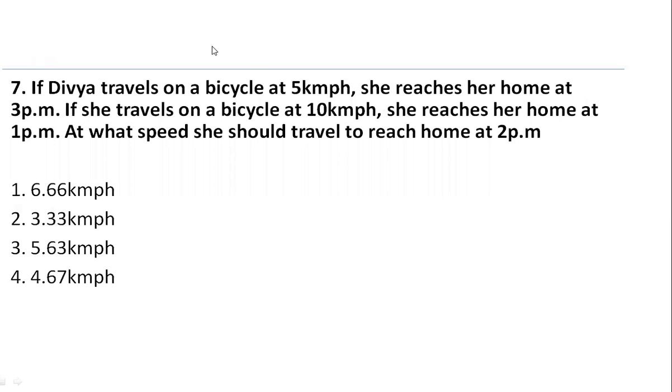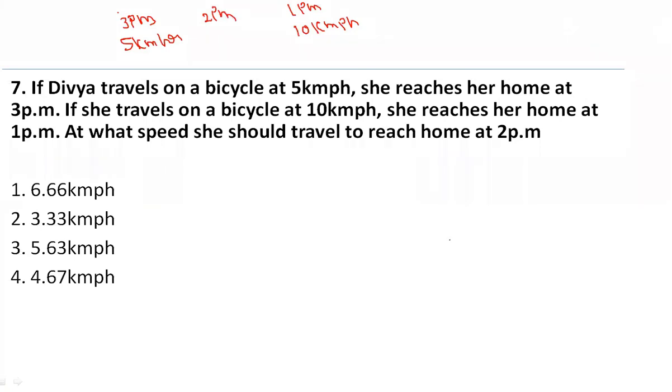Divya travels on bicycle at 5 kilometer per hour. She reaches her home at 3 p.m. So 3 p.m. and 5 kilometer per hour is the speed. If she travels on bicycle at 10 kilometer per hour, then she'll be reaching by 1 p.m. So what is the speed that she has to maintain to reach home at 2 p.m.? They're asking for 2 p.m.